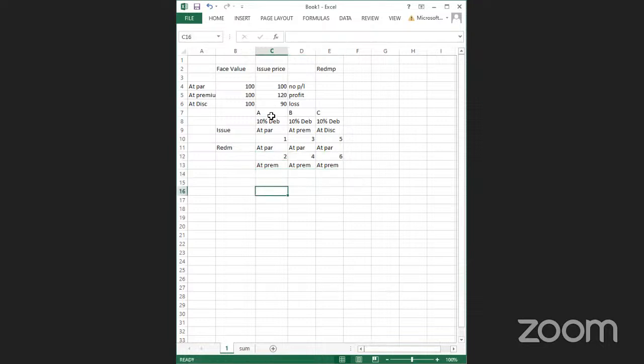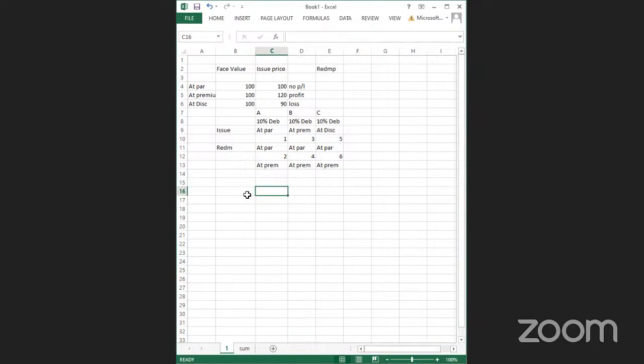So in A, the case can be 1 or 2. Means issue is considered as par, and redemption at par or redemption at premium. In case debentures are issued to the public at premium, redemption can be at par or at premium. Is this clear, students? Okay.